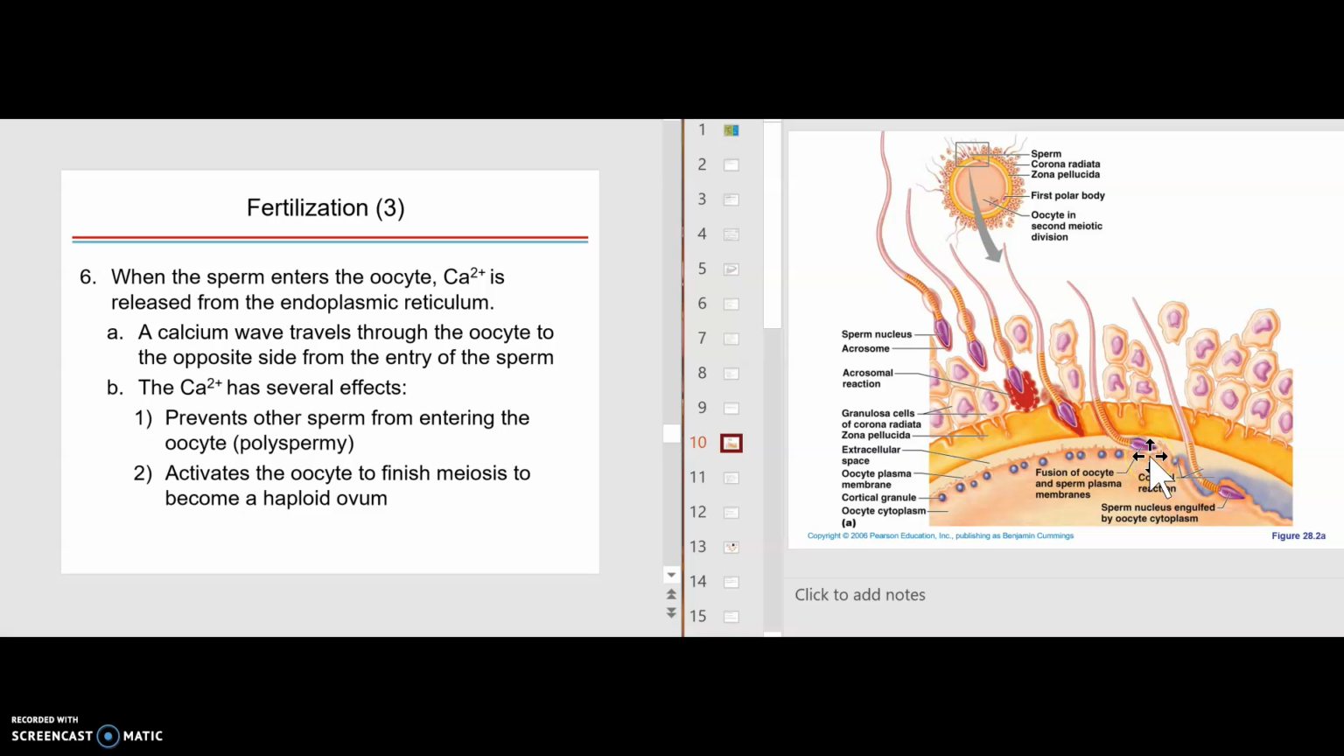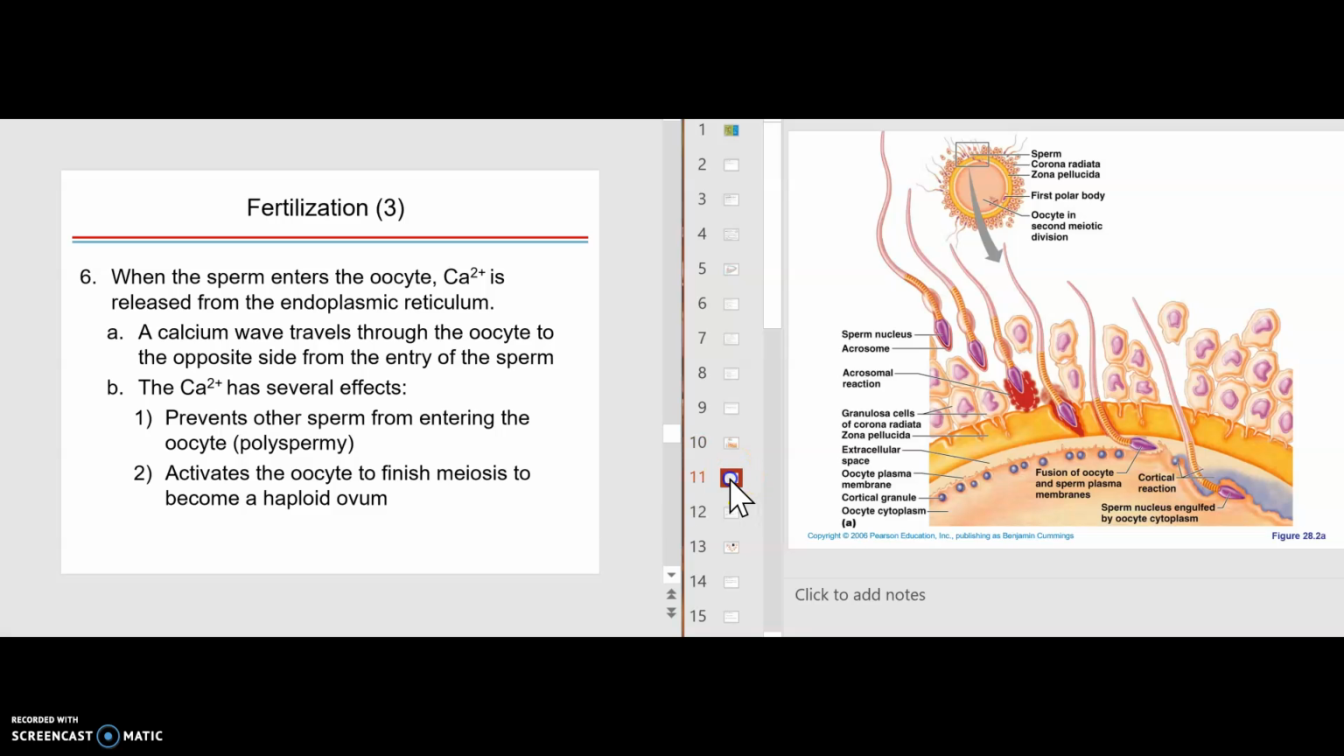So now I'm in, and now we want to prevent other sperm from entering. We don't want to have a bunch of sperm entering. Several sperm entering and fertilizing the same egg could cause twinning or other problems. Now this calcium also activates the oocyte to finish meiosis. Now remember, it's in meiosis 2, metaphase 2 at this point in time.